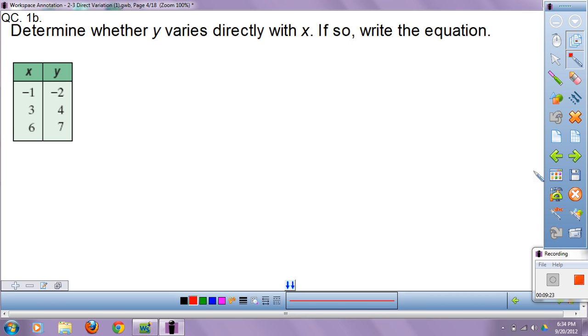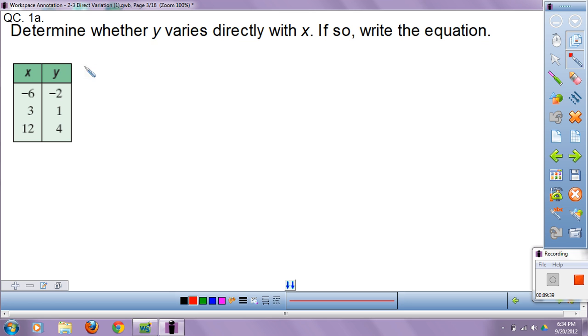Let's look and see if we can find one that is. I can already tell from this one it won't be. 7 over 6 is not the same as 4 over 3. So that again would be no. Same thing with negative 2 over negative 1, 2 over 1. Actually, none of these ratios are the same. So maybe A will be.